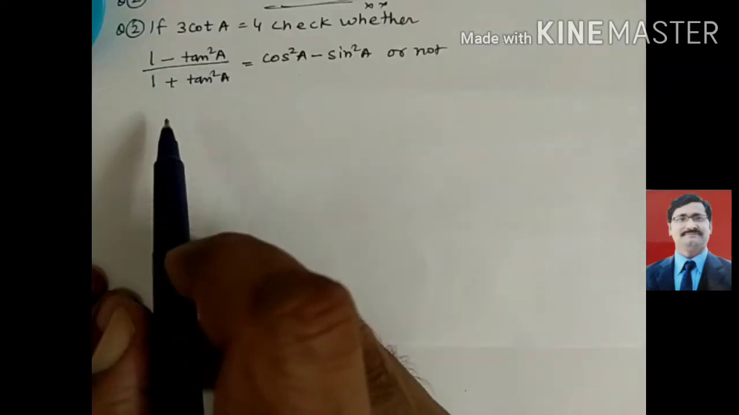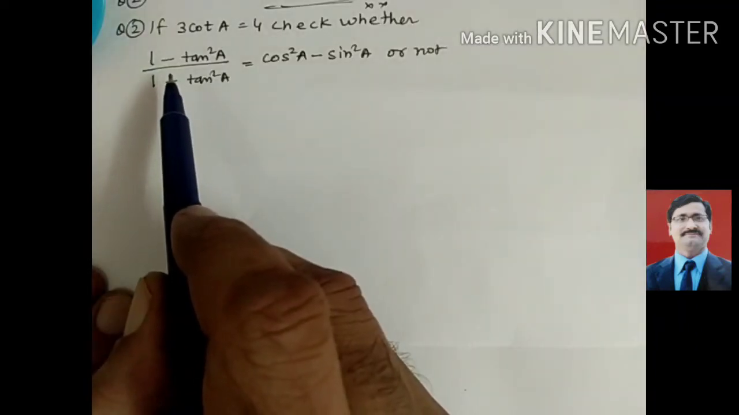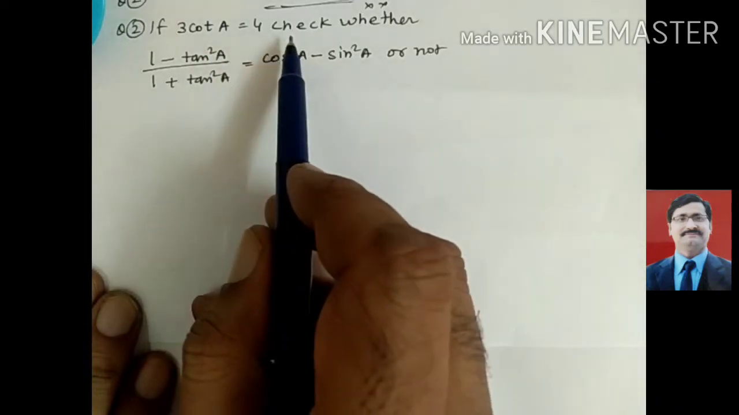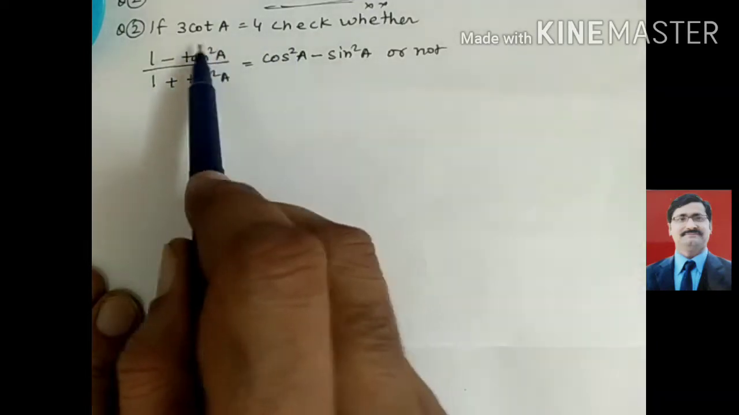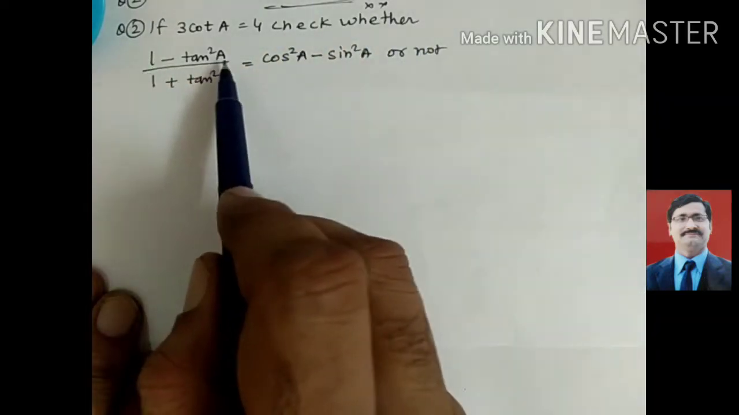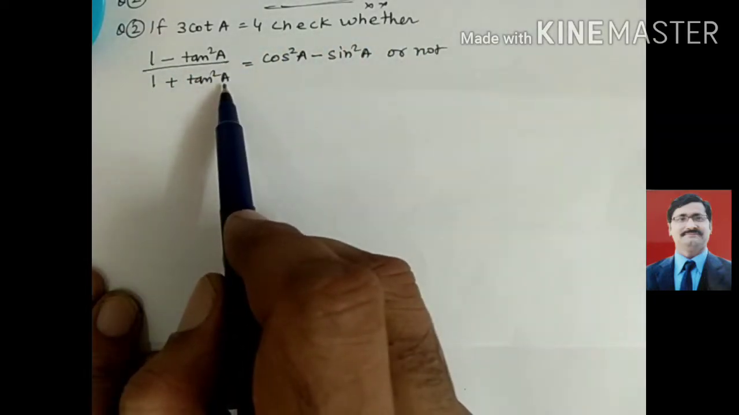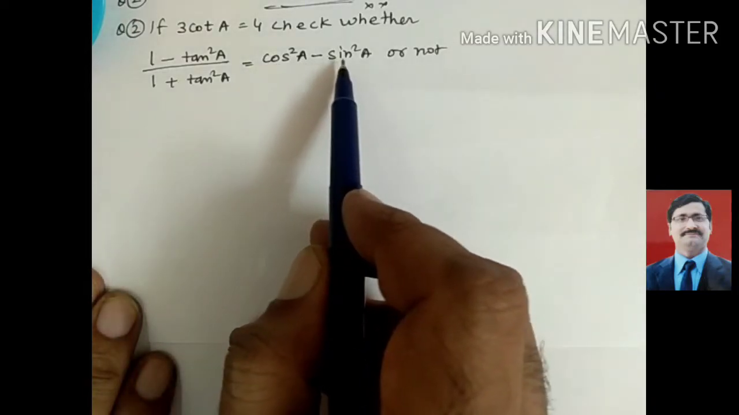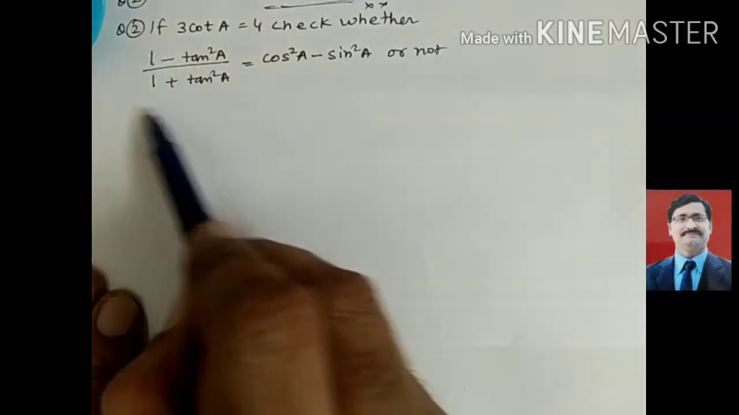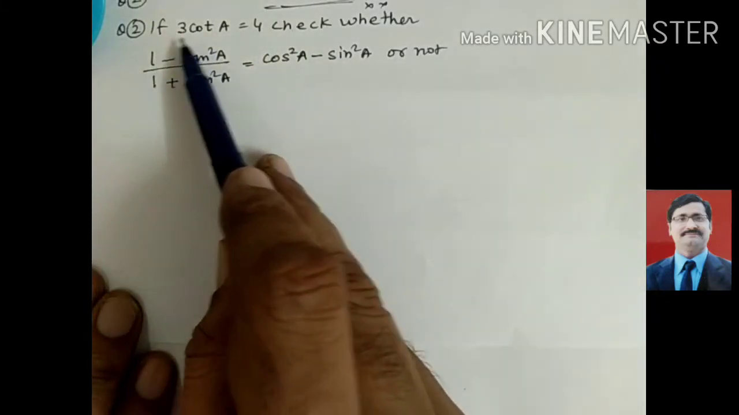Thank you. One more question we have to prove, and this is a very important question. If 3 cot A equals 4, then you have to check whether (1 minus tan square A) upon (1 plus tan square A) equals cos square A minus sin square A. We have to check whether these are equal with the help of 3 cot A equals 4.